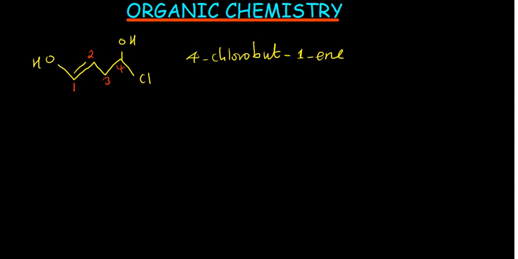And then at the same position, position number 1, we also have an OH, as we can see. So I'm going to put the OH at position number 1. But it's not only at position number 1. We also have an OH at position number 4. So I'll put diol. So that is going to be the name for this one, 4-chlorobut-1-ene-1,4-diol.